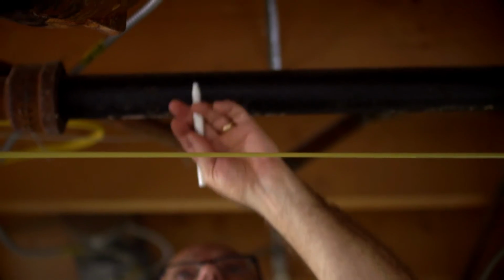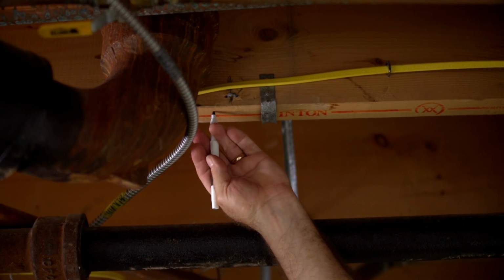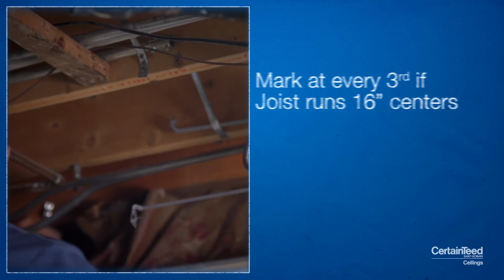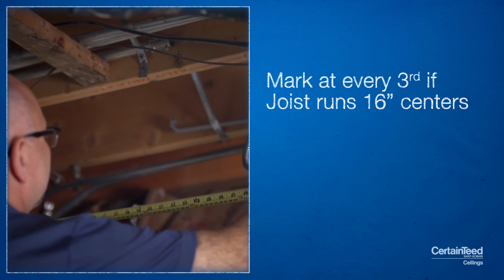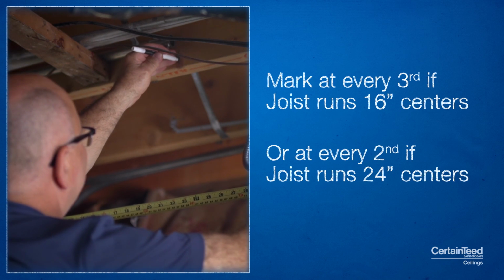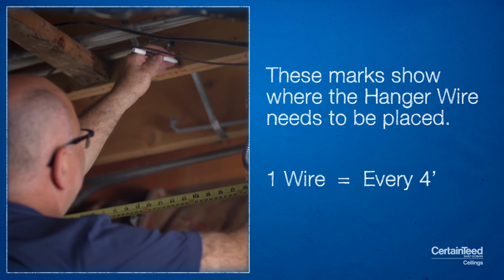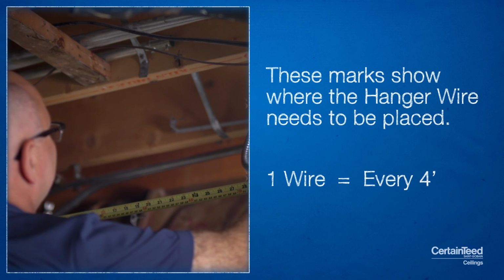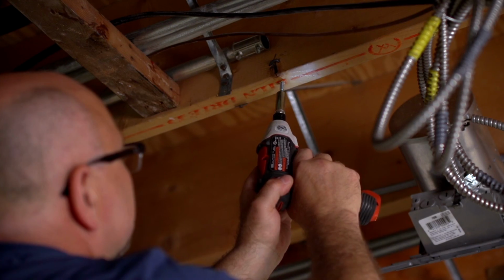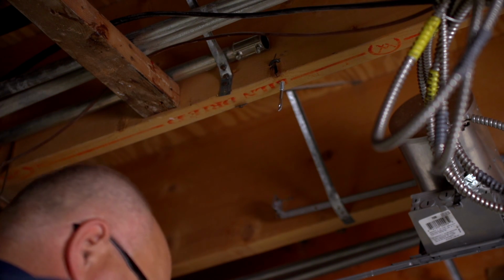Measure over from the starting corner to where you would like the first main tee to be located and put a mark on the floor joist. At every third, if the joists are on 16-inch centers, or every second, if the joists are on 24-inch centers, put a similar mark. These marks will show where the hanger wire needs to be placed, 1 wire for every 4 feet. Screw an eye hook at each location that you've marked.